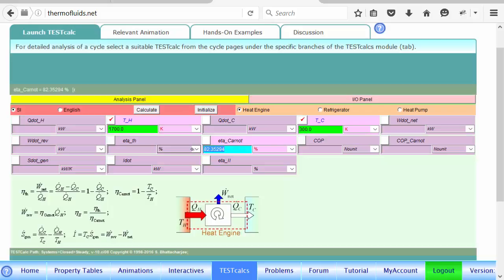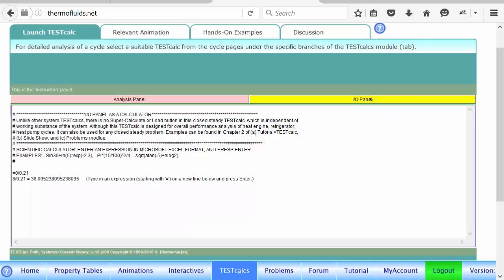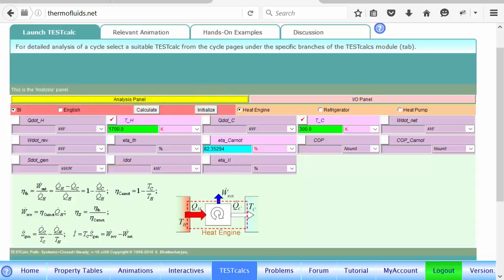Well, no big deal. The answer is what? 1 minus TC over TH. So it is such a simple problem, we could solve it in one second. But it's good to verify here. Again, we could use the calculator here. 1 minus 300 divided by 1700 is 0.8235. This is exactly what we got, 82.35%.